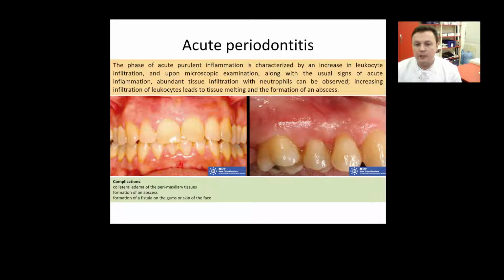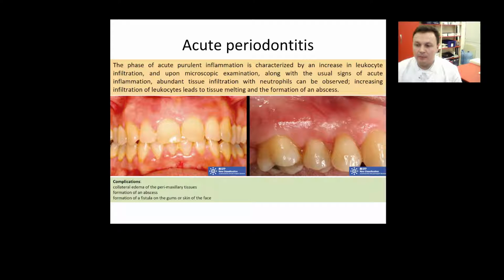The periosteum is thickened, sometimes exfoliated by pus. A sharp plethora of the bone marrow and focal necrosis are determined. Complication. In some cases, there is a significant collateral edema of the perimaxillary tissues. With the formation of abscesses, there may be a swelling of the exudate under the thin layer of the mucous membrane of the gum.